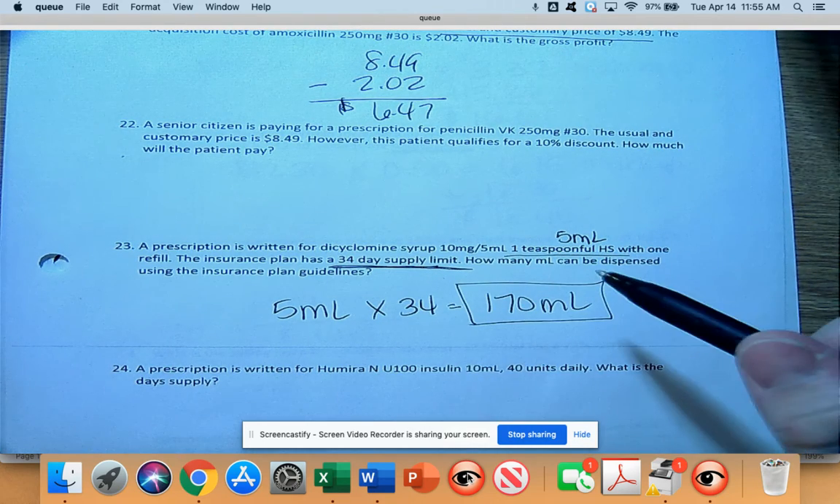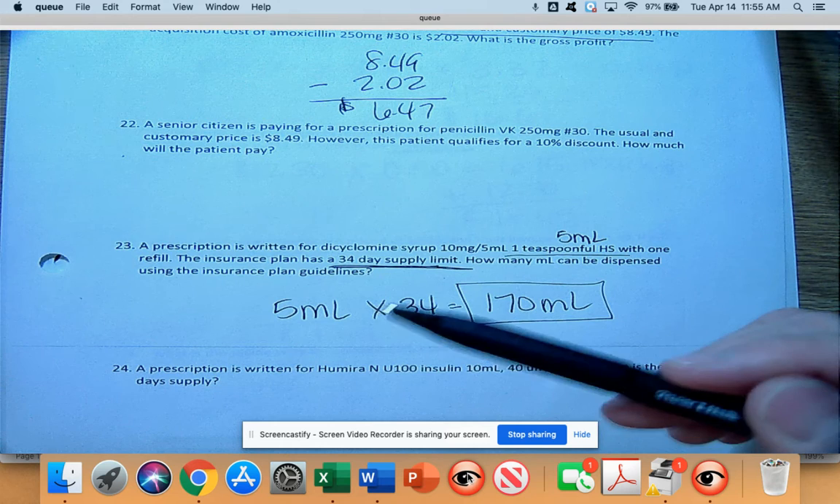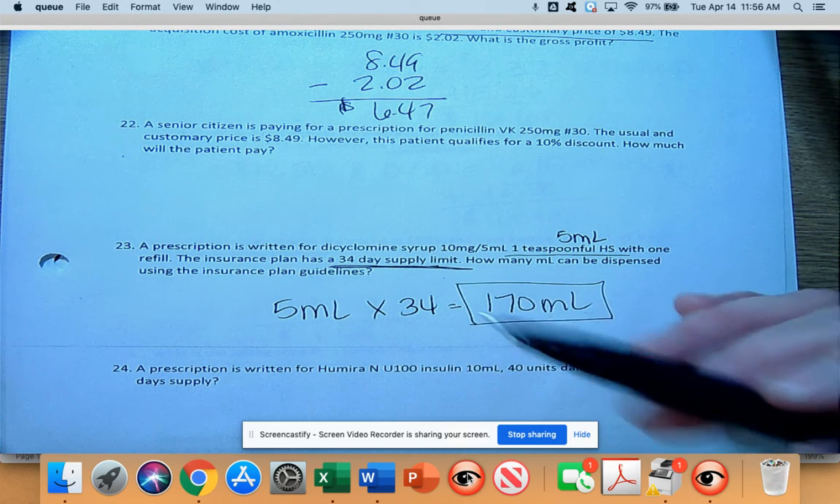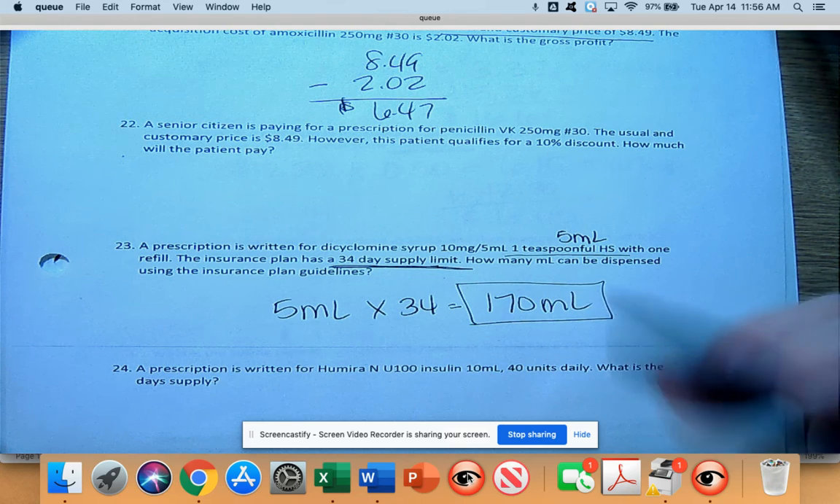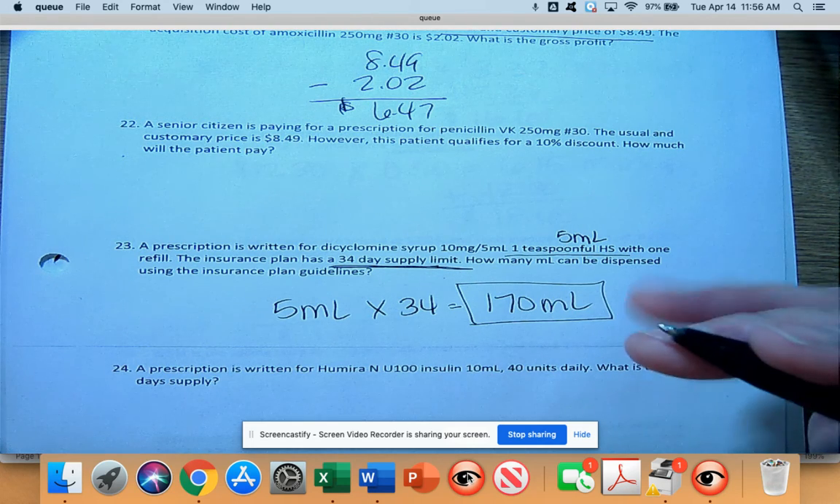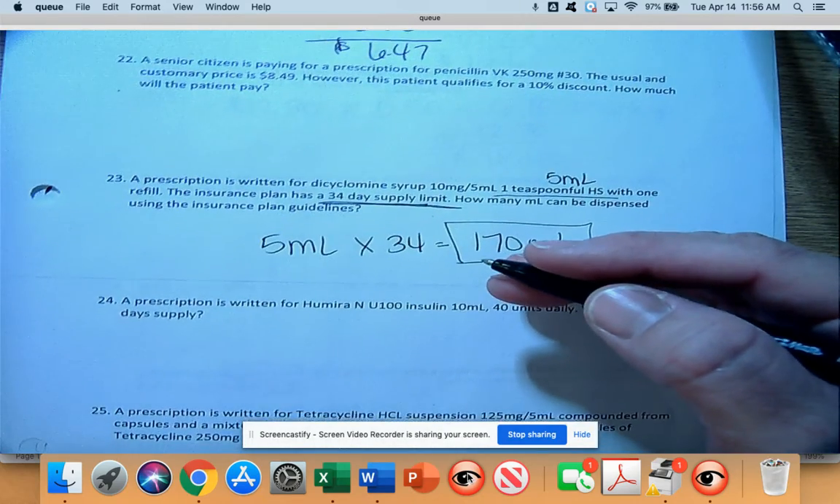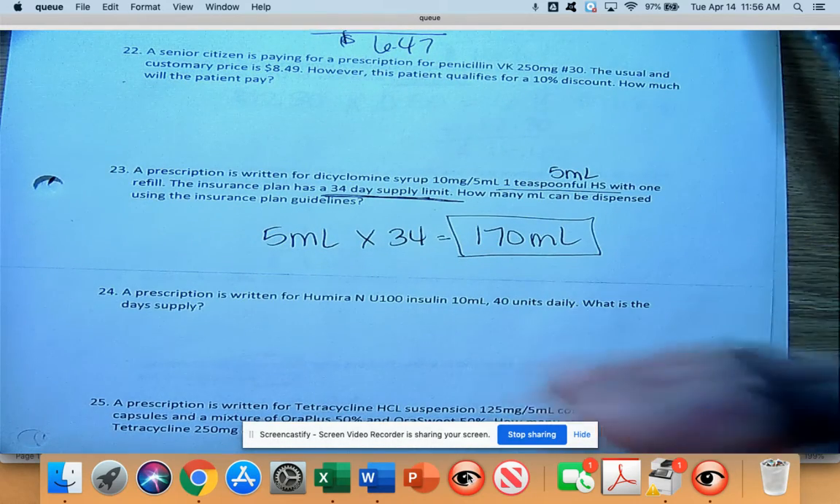This doesn't happen very often. I think most insurance companies these days have adopted the 30-day supply limits. If it's something weird, you will probably know or have notes somewhere in your pharmacy for particular insurance plans. I don't foresee this being an issue at this point in time of life that we're living.